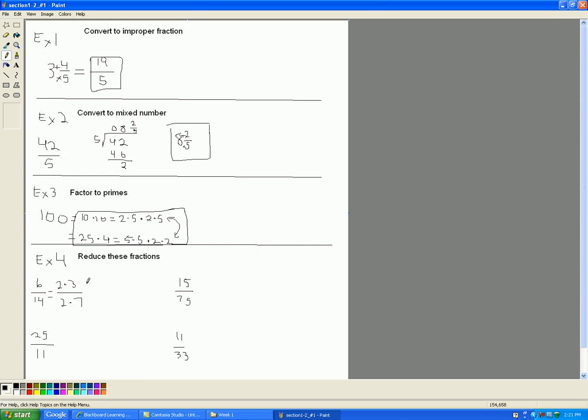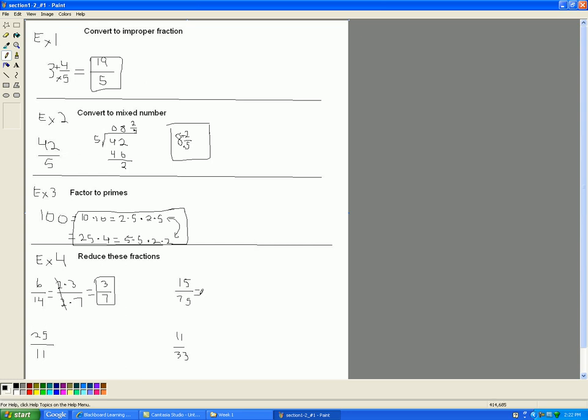So now we can go ahead and perform a reduction. We see that we have a 2 on top and a 2 on bottom. We can cancel those out, and all we're left with is 3/7. And we know the 3 can't reduce anymore, nor can the 7. So we're left with the reduced fraction of 3/7, which is a whole lot easier to work with than 6/14.